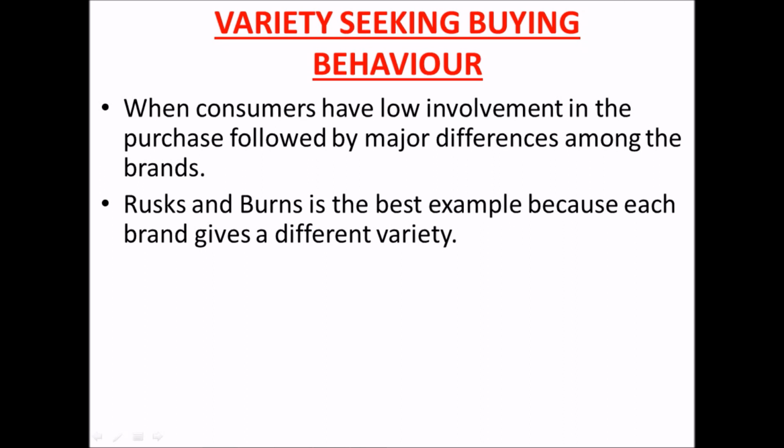Rusk and biscuits is the best example because each brand gives a different variety. So Rusk and biscuits means cookies, etc. These are the best examples of variety seeking buying behavior because each brand is offering a different variety to the customer. Like Parle-G, glucose biscuits, Monaco, salt biscuits, Oreo, chocolate biscuits.